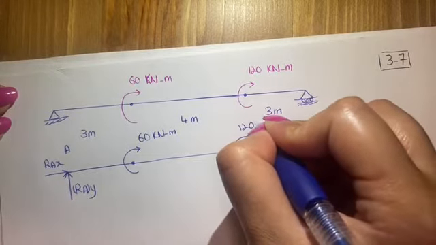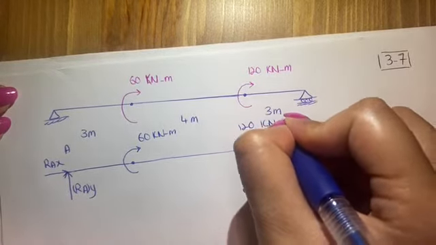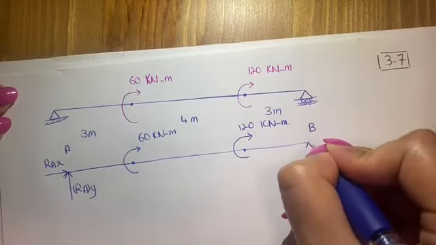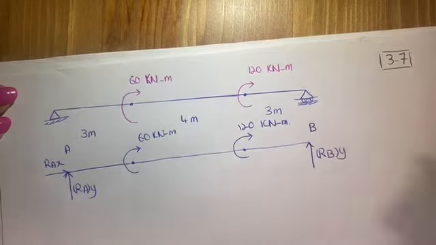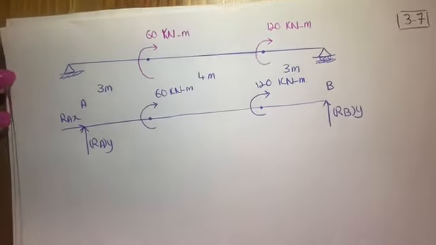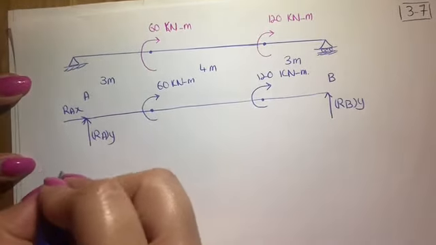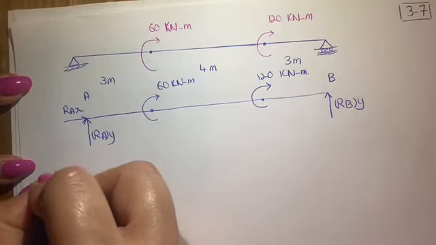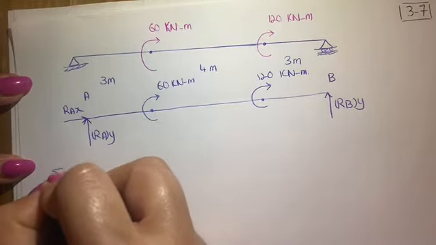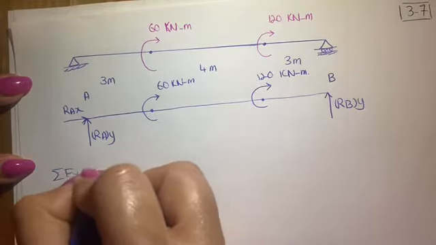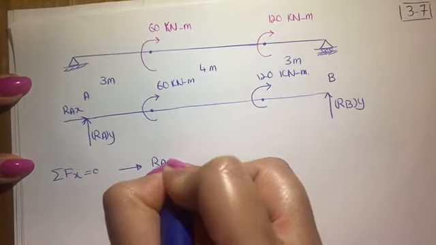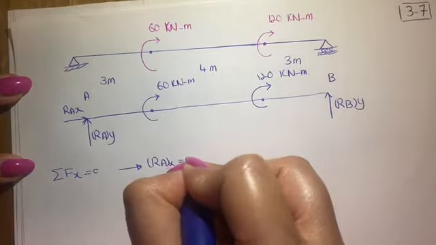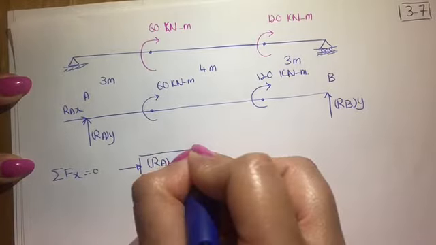another one with a magnitude of 120. And at this point, we just have one RBY. As in the last questions, we have sigma Fx equals 0, so RAX is equal to 0.